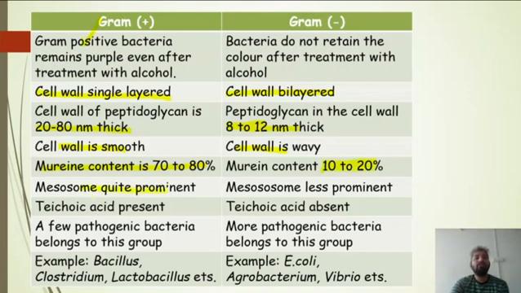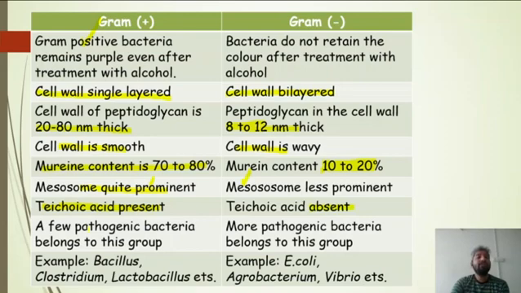Mesosomes are quite prominent here, as I have already talked about when I was discussing the diagram of the cell. So mesosomes are quite prominent in the gram-positive while they are less prominent in the gram-negative. Teichoic acid is a component of the cell wall which is present here in the gram-positive while it is absent in the gram-negative.